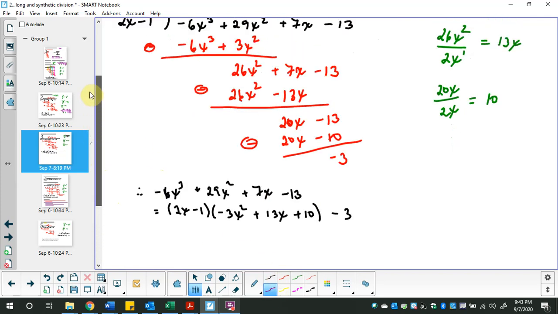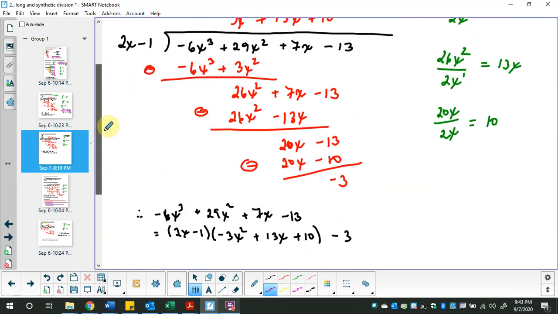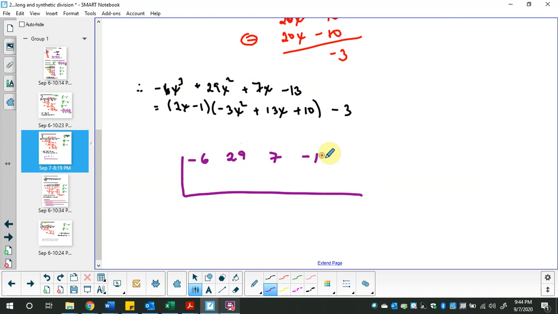So draw your attention back to the question just briefly. Remember, this was out of order. Your dividend was out of order. We needed to put it in order, and then fortunately I have the ordered version right here. So I can put that in for my synthetic division work.